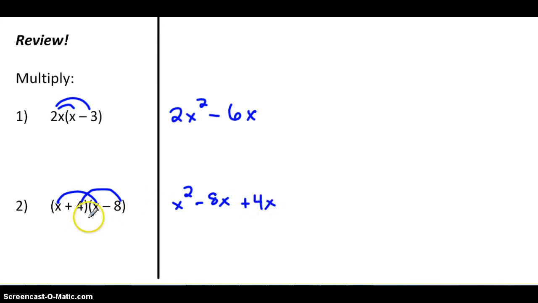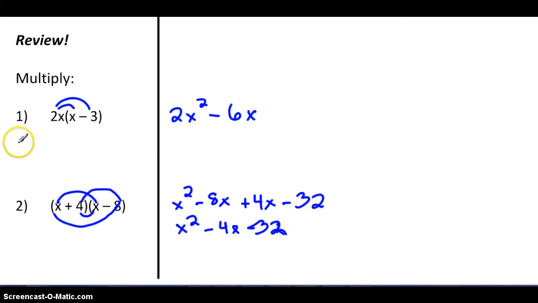And then we wind up doing, let's see, where did I just go? I did x times x. Oh, and I did my inside and my outside. And now I've got to do the 4 times the negative 8. So that's negative 32. I can usually combine like terms. So I wind up with x squared. Negative 8x plus 4x is negative 4x. And then minus 32.